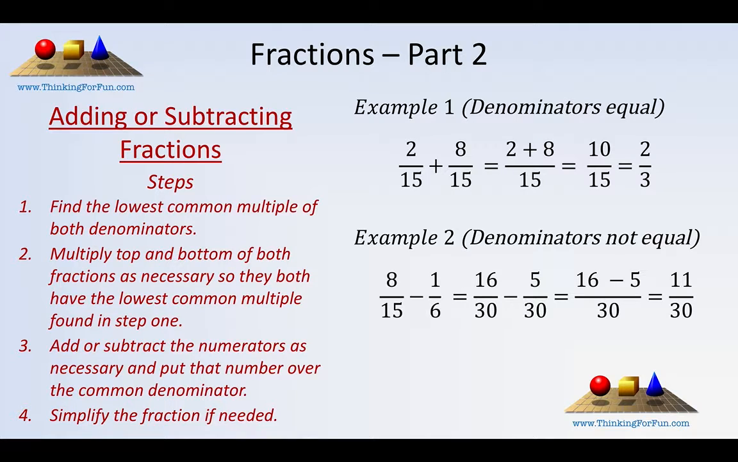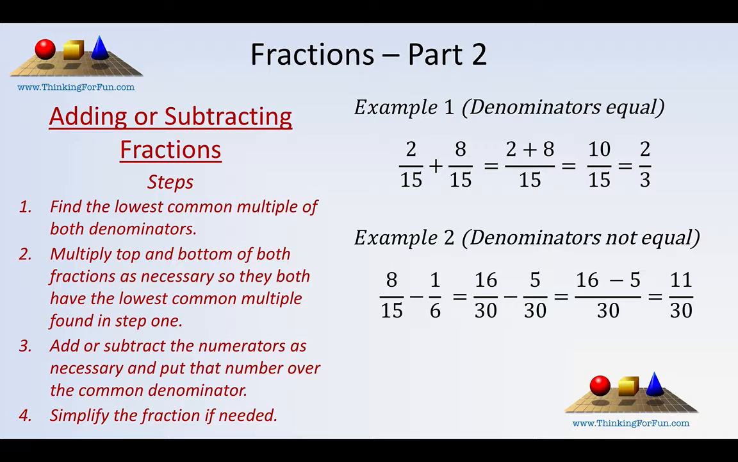In the previous video, part 1, we looked at how to find the lowest common multiple of a pair of numbers. Using the method discussed, we find here that the lowest common multiple is 30. Therefore, for step 2, we make both fractions have a denominator of 30 by multiplying the top and bottom of the first fraction by 2 and the top and bottom of the second fraction by 5.